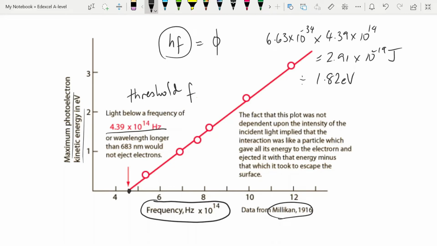So threshold frequency and work function are a similar idea. The threshold frequency is from the perspective of the photon that lands, and the work function is from the perspective of the metal. In effect, they end up being the same amount of energy. Of course, you could extrapolate this down to the y-axis, and you would find that that value down there is the same magnitude as our work function.